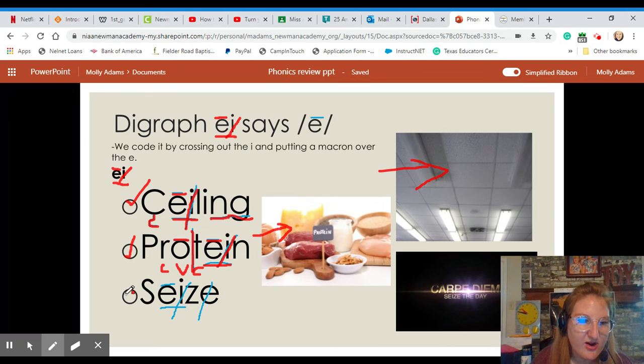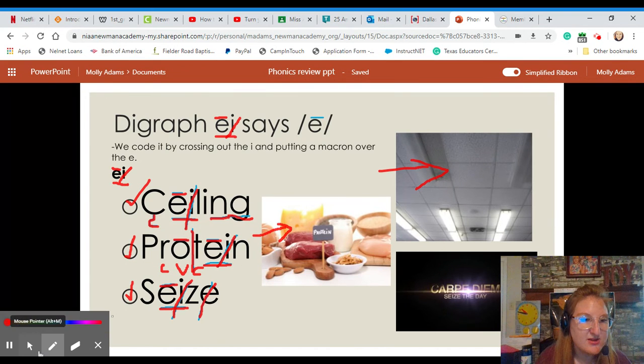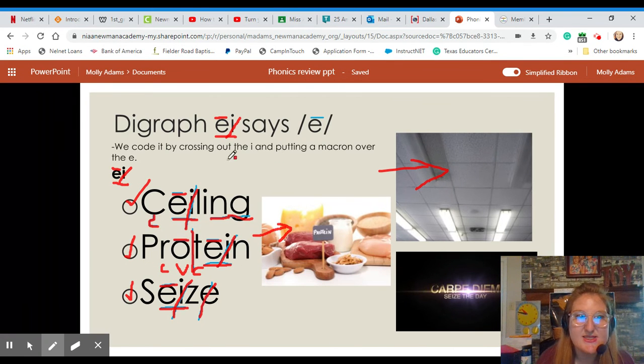All right, so our next word is seize, like seize the day, or the soldiers seize the castle. Let's look for our digraph in seize. We have our EI digraph, and we have a macron above the E because it makes the long E sound, and we don't hear the I, so we cross it out. Oh, and do you hear we have a sneaky E over here, so we need to cross out our sneaky E. Seize. Okay, boys and girls, digraph EI says E with a macron above our E, and we cross out our I.